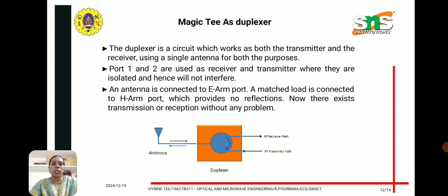Let's see one application, the magic T as a duplexer. A duplexer is a circuit which works as both the transmitter and the receiver using a single antenna for both purposes. Here, see the diagram: port 1 and 2 are used as receiver and transmitter, where they are isolated and hence will not interfere. An antenna is connected to the E-arm port, and a matched load is connected to the H-arm port, which provides no reflections. Now transmission or reception exists without any problem.